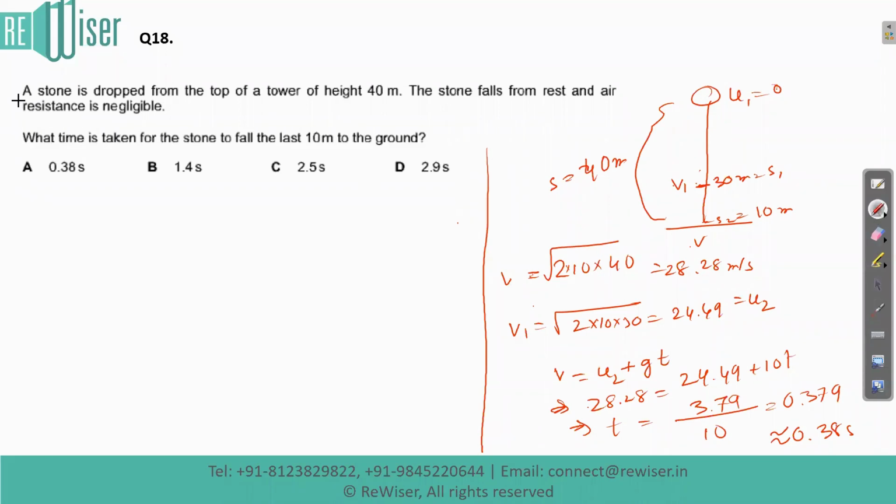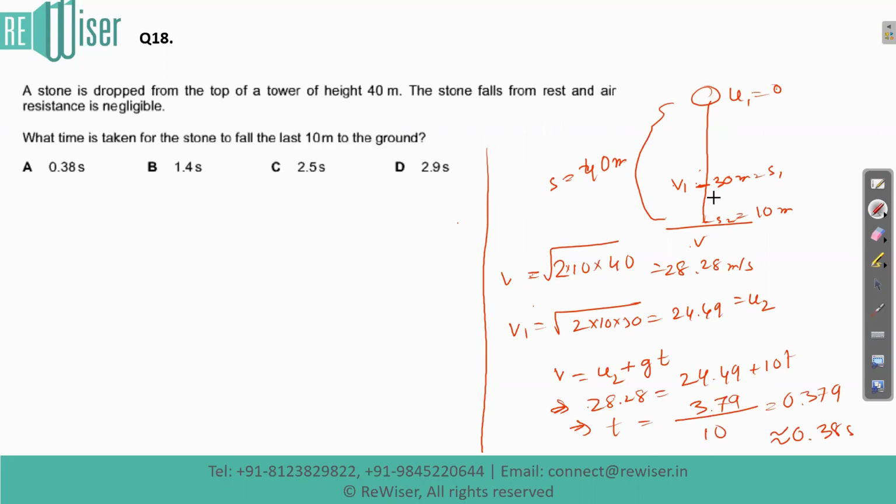Hello, as you can see in this question, it is asked: a stone is dropped from the top of the tower of height 40 m. The stone falls from rest and air resistance is negligible. There's no air resistance, it is falling from 40 meters height. So S is equal to 40 meters. Find the time taken for the stone to fall the last 10 meters to the ground.